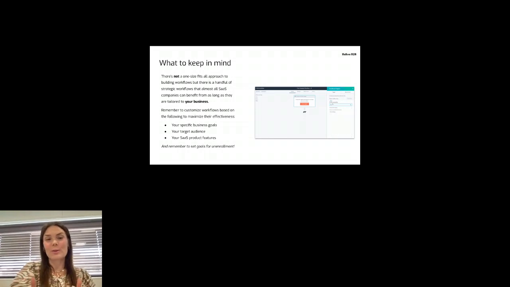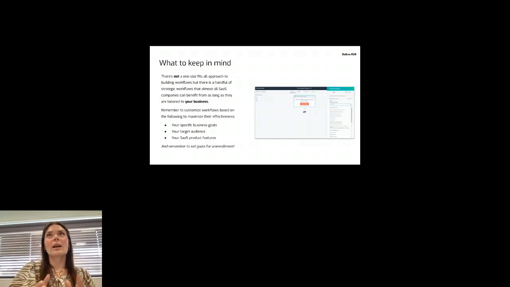And also when building workflows, you need to remember to set goals for un-enrollment, because if you have a lot of different workflows that are live, you need to make sure that those workflows don't interfere with each other. Or if someone, let's say, books a meeting or signs up for a trial throughout your workflow, you need to make sure that you un-enroll them so you don't keep on prompting them to make an action that they already made. So these are really some of the things that you need to keep in mind when building workflows.